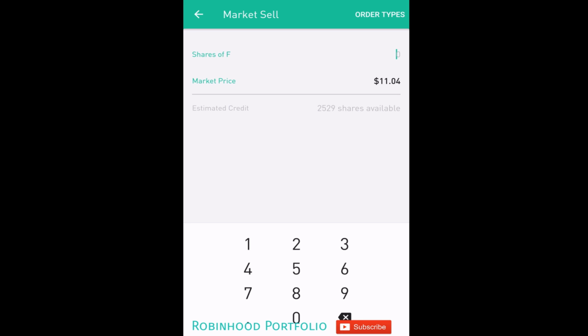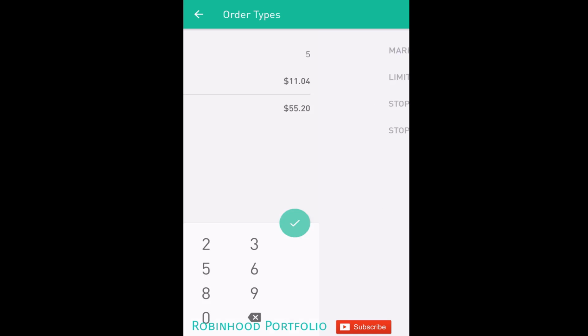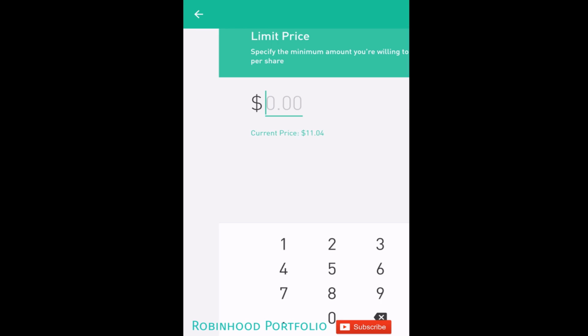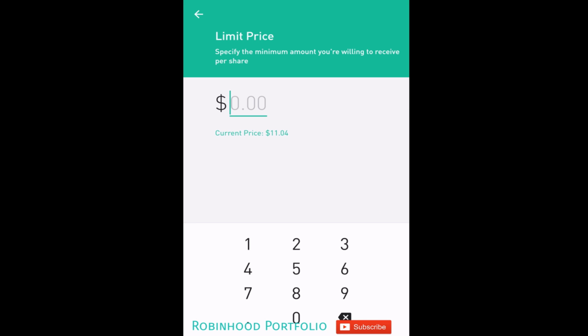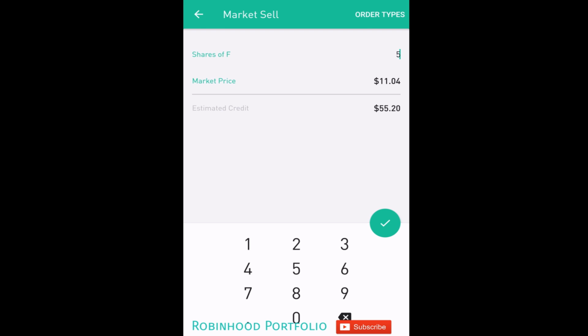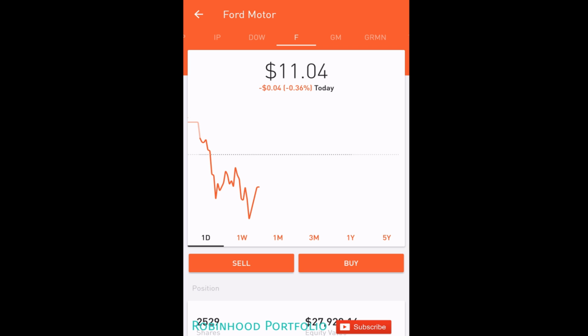But the stock price may have already moved to 11.02, 11.01, 11.03 by the time I put in my sell. So if I execute this order here, I might not sell at 11.04. There's no guarantee about that. But if I click on the right there, order types, put a limit in, and then put whatever the limit price is, I would be guaranteed to get that particular price.